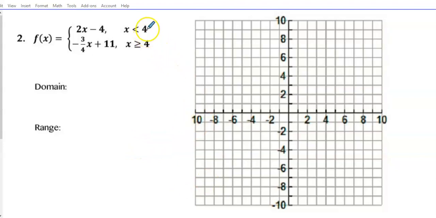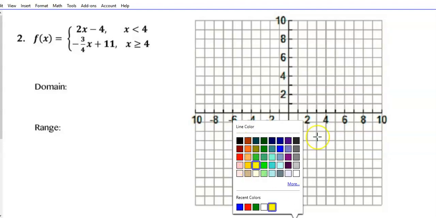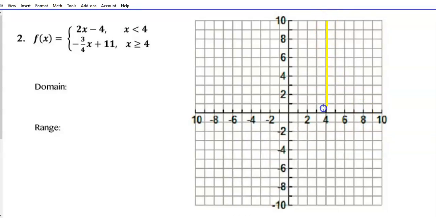Let's find the dividing line. The dividing line is going to be at positive 4. One of them is less than positive 4, and one of them is greater than or equal to. So let me draw that line at 4, which is right here. Just helps me keep track of, okay, one's on this side and one's on this side, because they can't be on the same side.